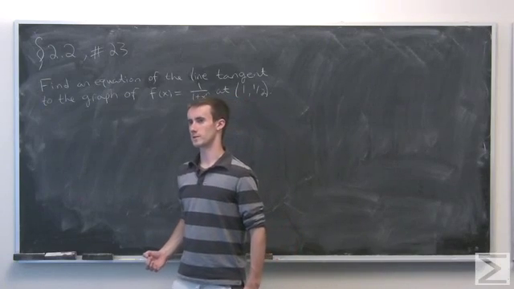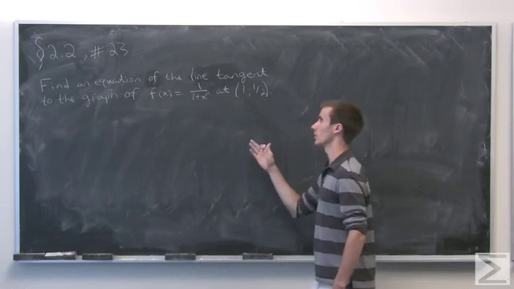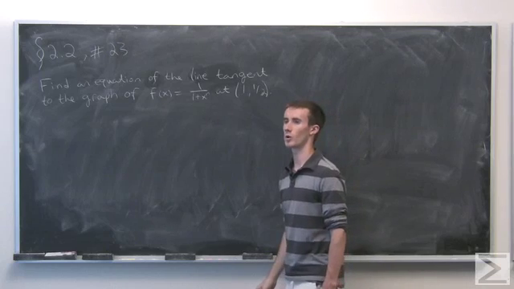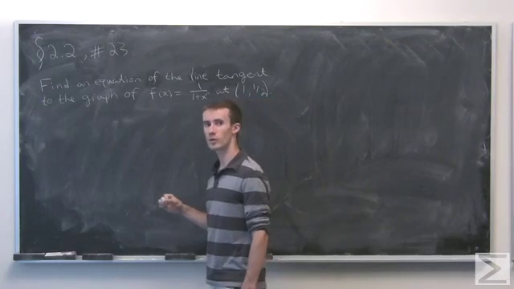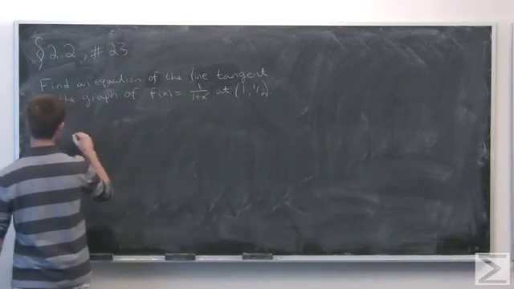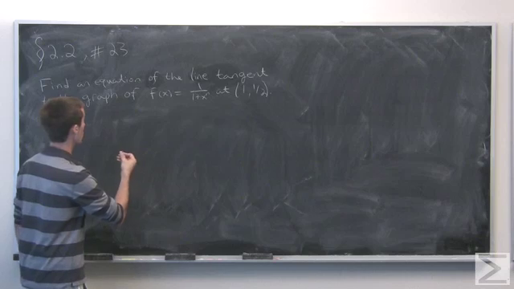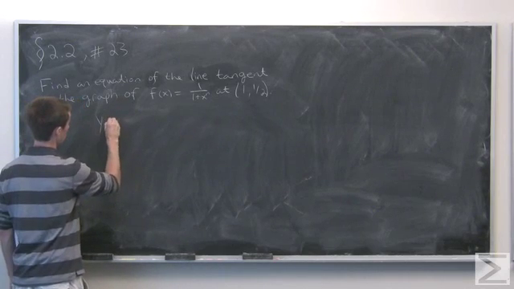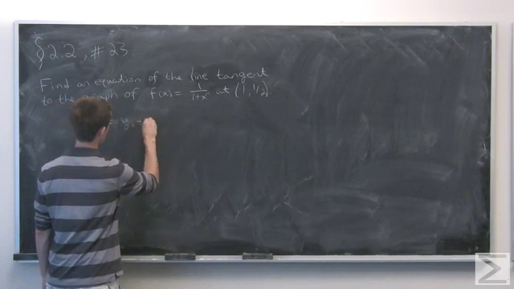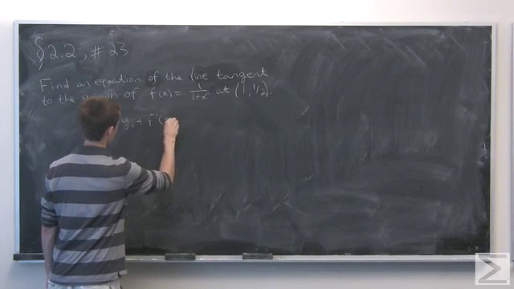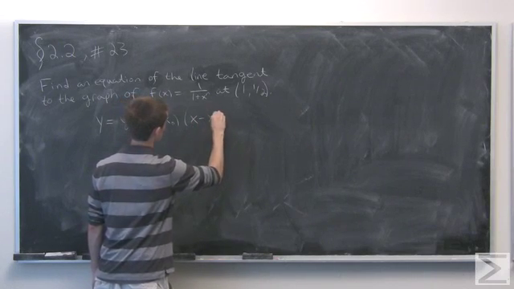Problem number 23 of section 2.2 asks us to find the equation of the line tangent to the graph of f of x equals 1 over 1 plus x to the n at the point 1, 1/2. Now recall that the equation for the line tangent to the graph of f at the point x naught, y naught is given by y equals y naught plus f prime of x naught times x minus x naught.